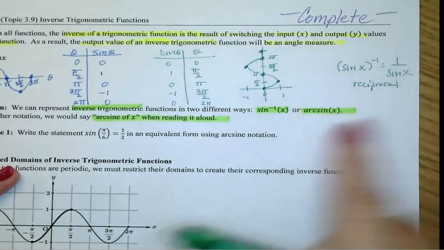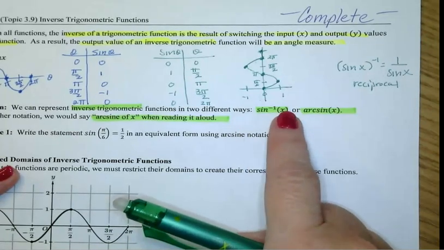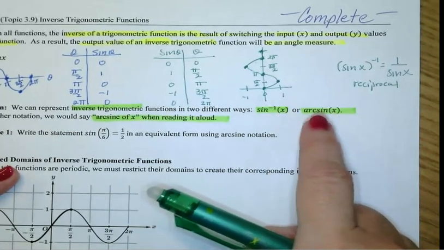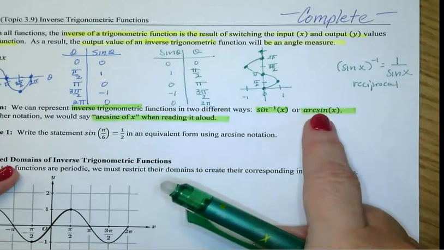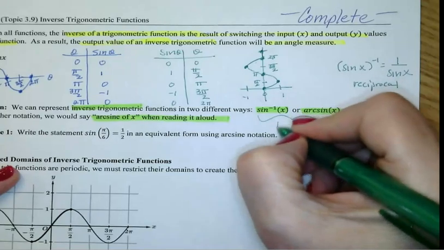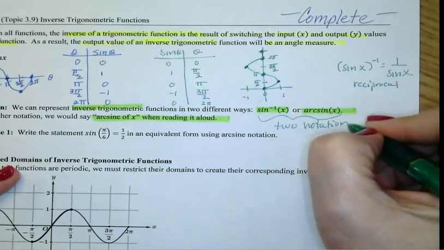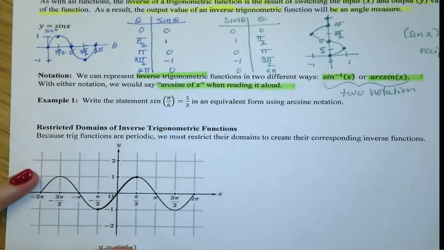So we want to be very mindful of that. So we can do cosine to the -1 of x, tan to the -1 of x, arc sine of x, arc cosine of x, or arc tan of x. So these are the two notations.